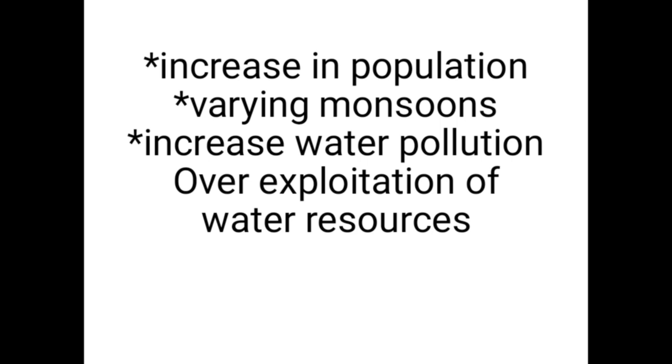Varying monsoon. We know that due to various environmental factors, monsoons vary to a great extent. This often creates a situation of scarcity of water in areas where rainfall is scarce or less. Due to lack of rainfall, the lands dry up and crops fail. This condition is called drought.